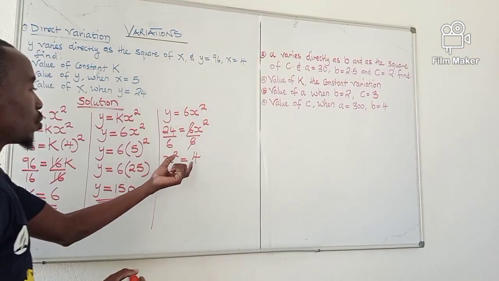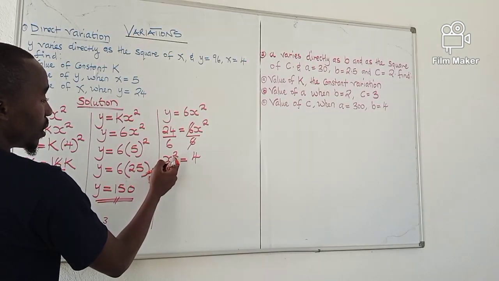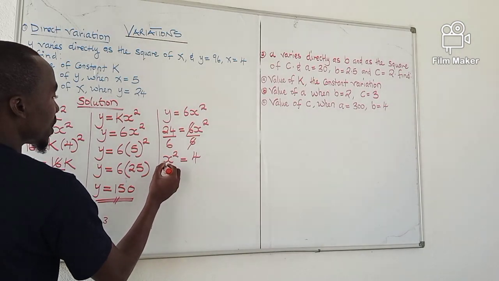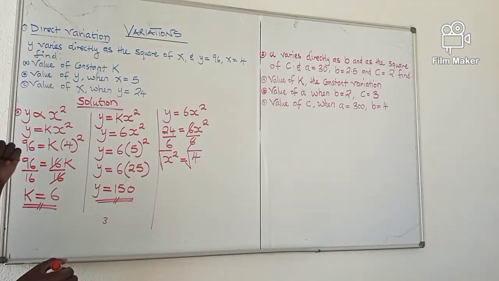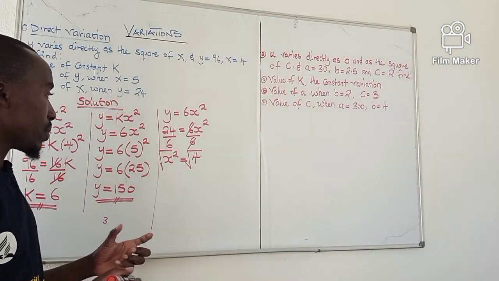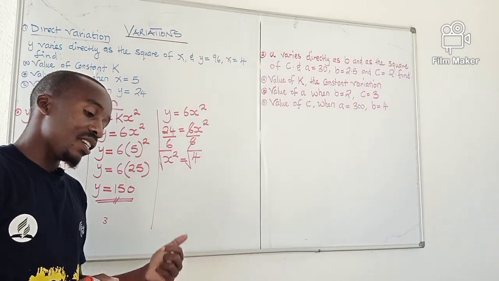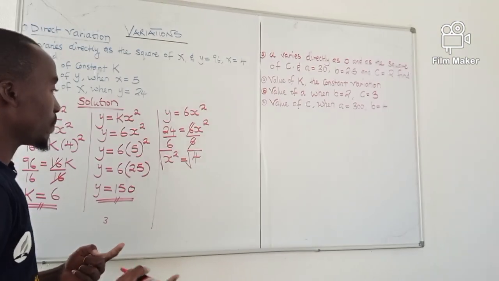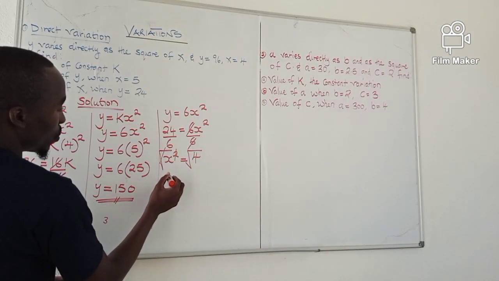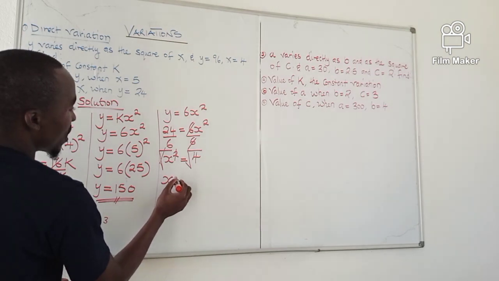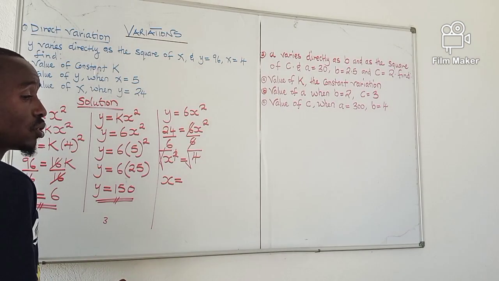Now, what you do when you reach here, you square root. For you to get rid of this square, you're going to square root both sides. Now, what you need to know is that when you square root a number, you are going to get 2 answers, a negative and a positive. So this will cancel and the square root will cancel. So you remain with x equal to the square root of 4, which is 2.